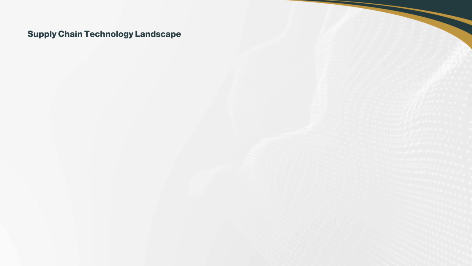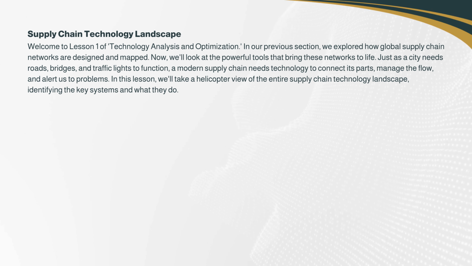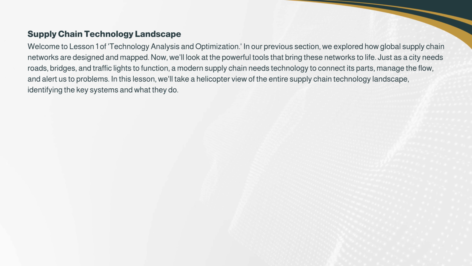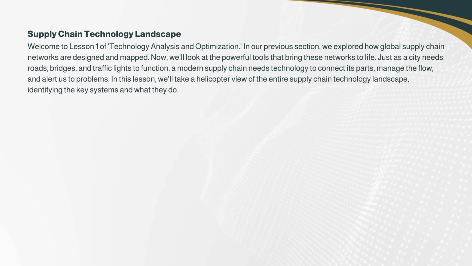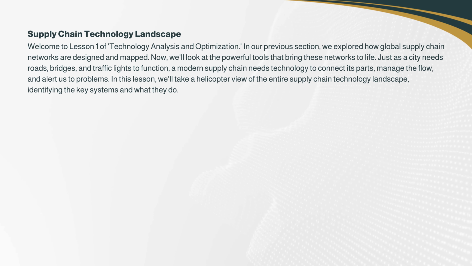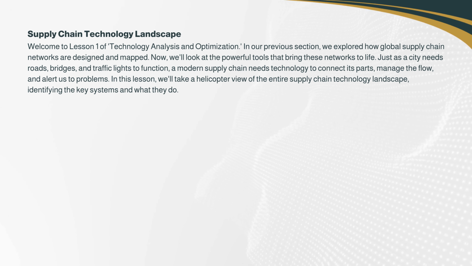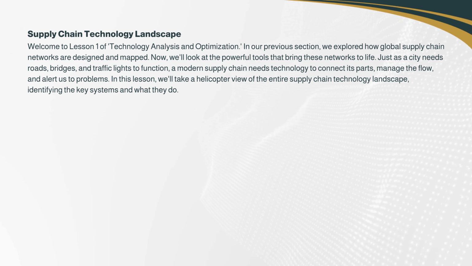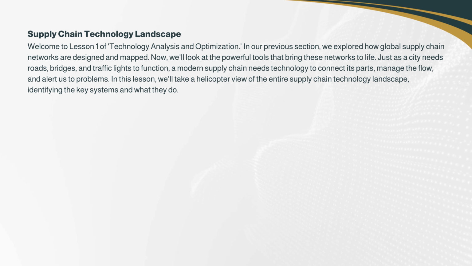Supply Chain Technology Landscape. Welcome to Lesson 1 of Technology Analysis and Optimization. In our previous section, we explored how global supply chain networks are designed and mapped. Now, we'll look at the powerful tools that bring these networks to life. Just as a city needs roads, bridges, and traffic lights to function, a modern supply chain needs technology to connect its parts, manage the flow, and alert us to problems.